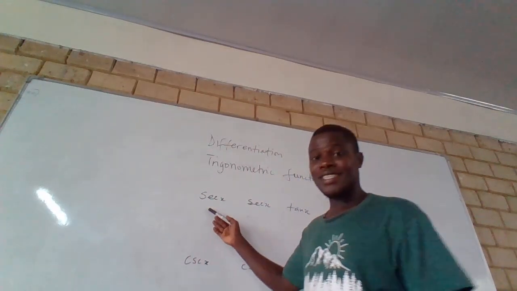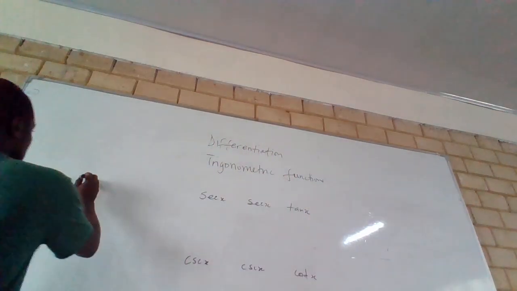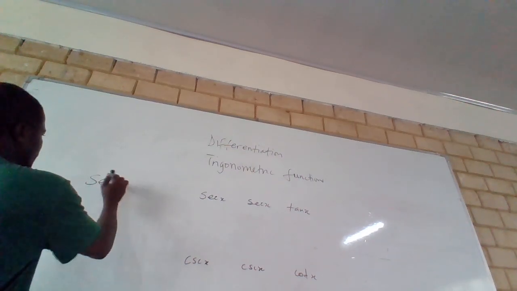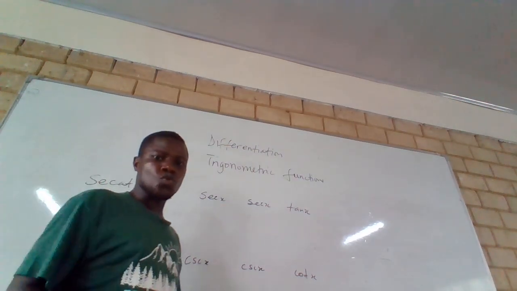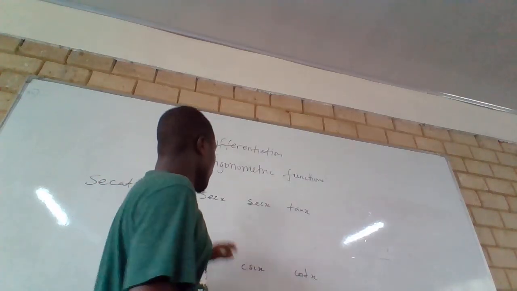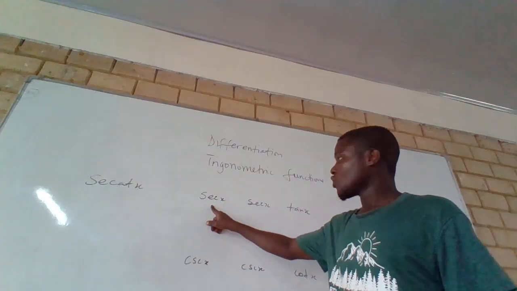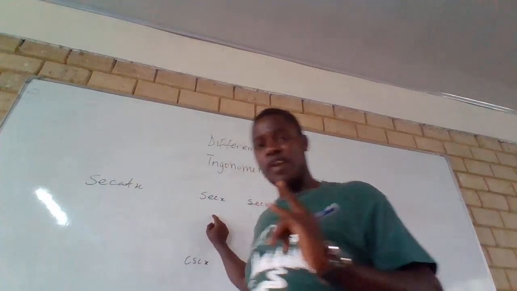So we are talking about secant. For example, if they ask you to differentiate secant x, okay? Secant x. How do you get it? So it's simple, all right? So here we are. If you are asked to differentiate secant x, this is how to memorize it or how to learn it easily, all right?